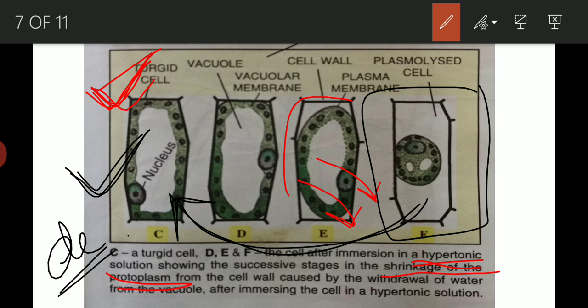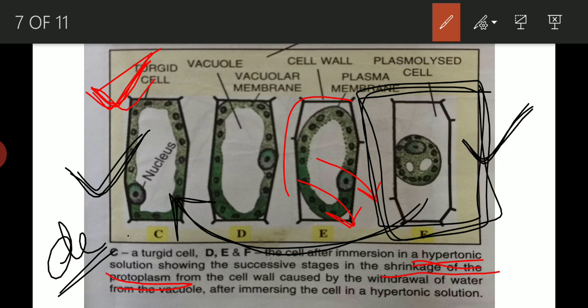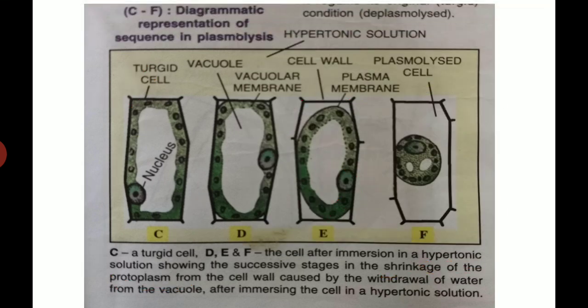So the question comes, how can we recover this condition? Through deplasmolysis. If we keep this cell inside a hypotonic solution where the water content is more than the cell, then the water will move inside and this condition will be reached. This is known as deplasmolysis. I think plasmolysis and deplasmolysis is absolutely clear.